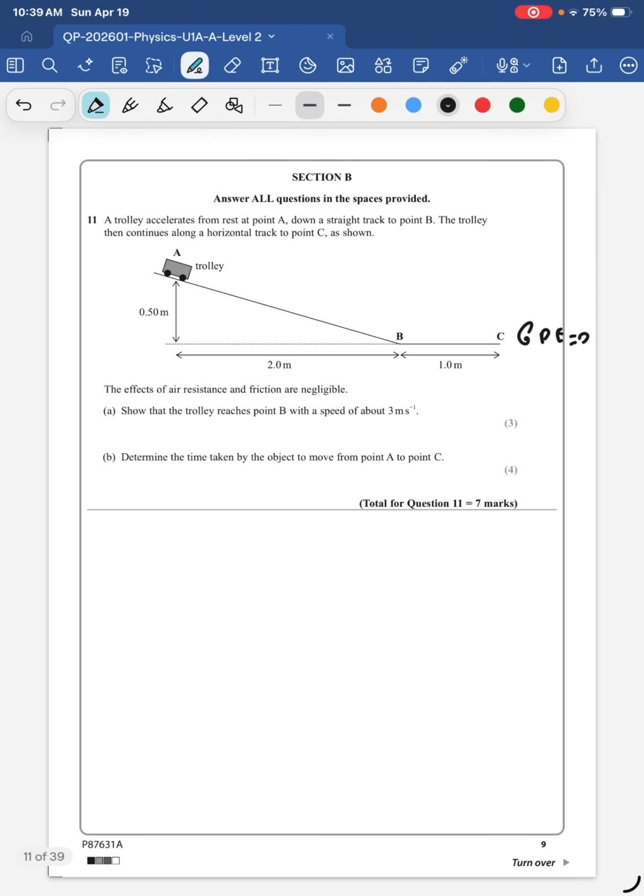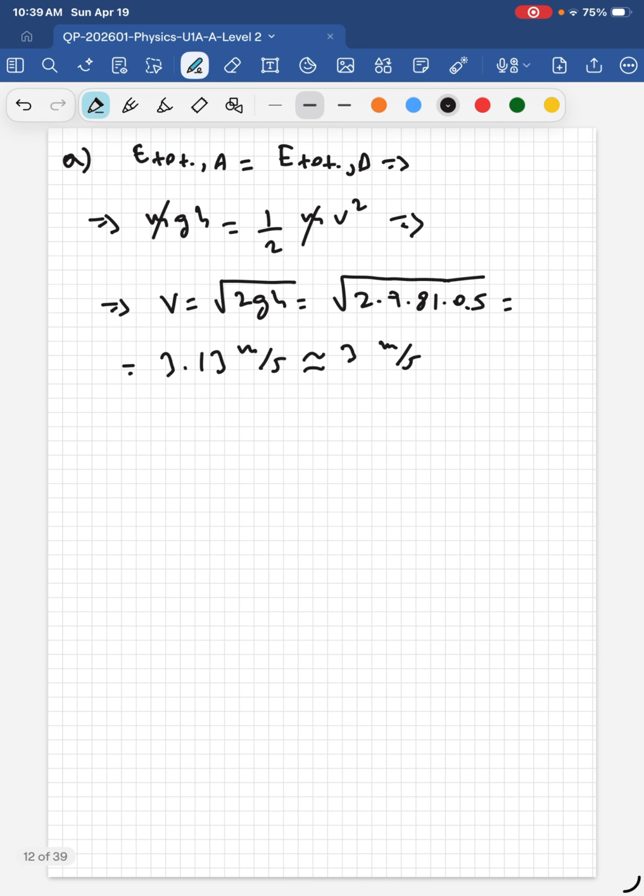Part B. Determine the time taken by the object to move from point A to point C. Okay, so we will calculate this in two parts. The first part, let's start with part BC, the straight line.